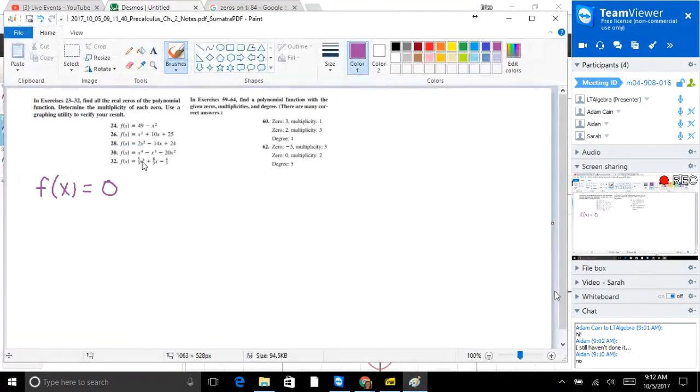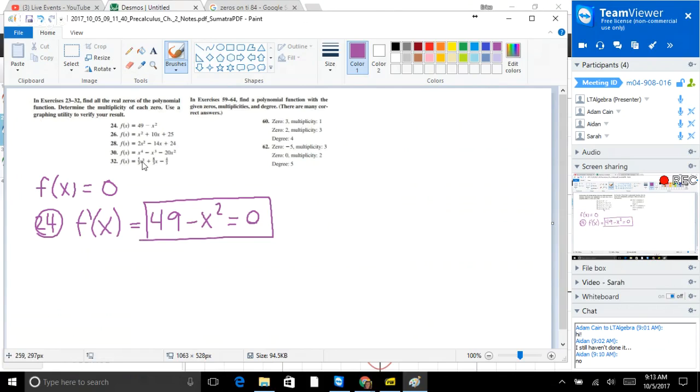Okay, so for example, in number 24, 24 should be pretty easy, okay? So we've got f of x equals 49 minus x squared, which equals 0. So when we have a function, a polynomial function, this is a quadratic function, but it's still a polynomial function. In order to find our zeros, we are going to pull out all of our fun factoring skills that you spent lots and lots of time in Algebra 2 honing your awesome skills to factor quadratic and higher equations.